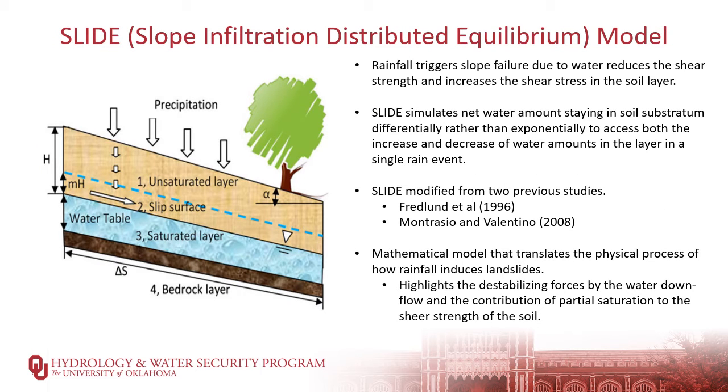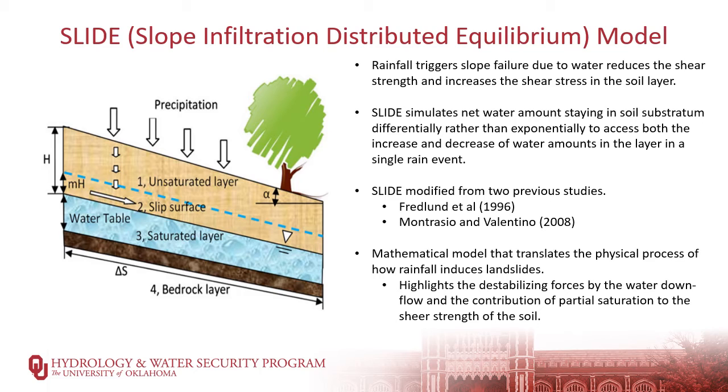The third component to this system is the slide model. So basically rainfall triggers slope failure, and this is due to water reducing the shear strength and increasing the shear stress of the soil layer. What the slide model does is it simulates the net water amount staying in the soil substrate. It does this differentially rather than exponentially to assess both the increase and decrease of water amounts in the layer in a single rain event.